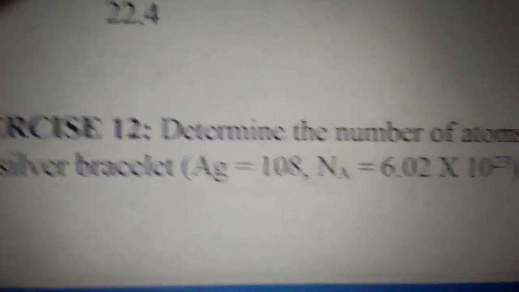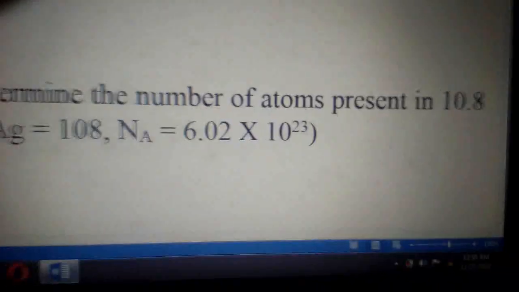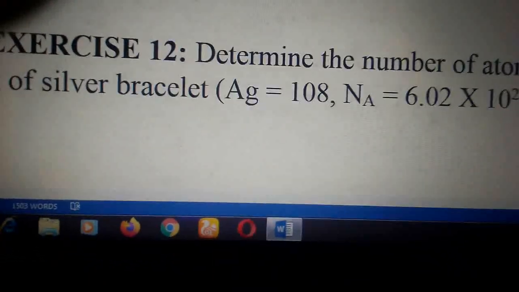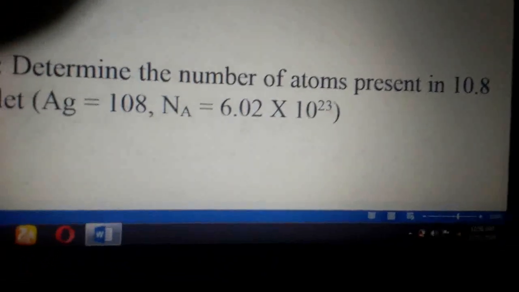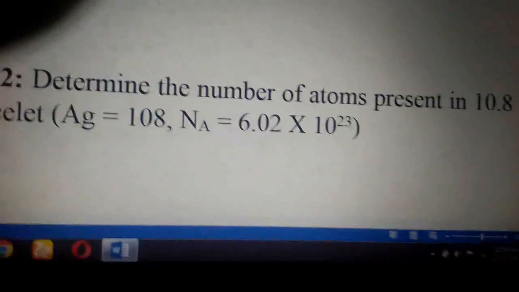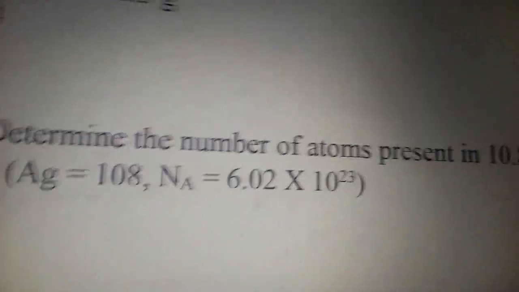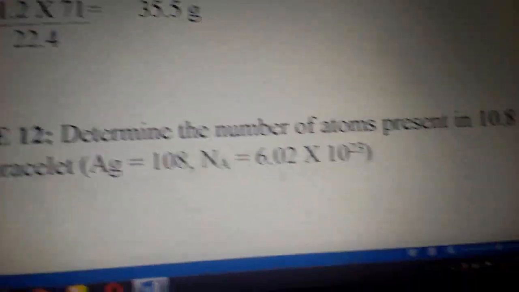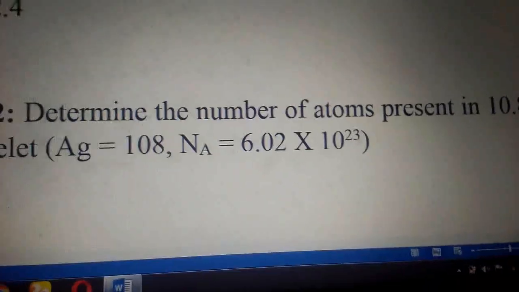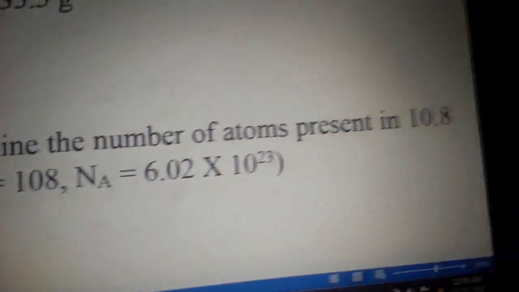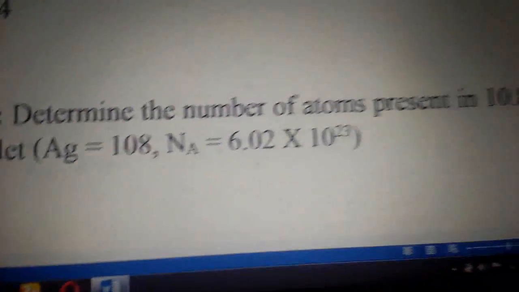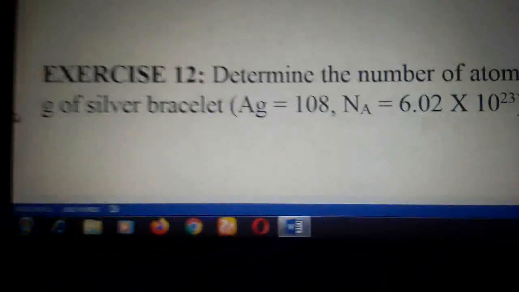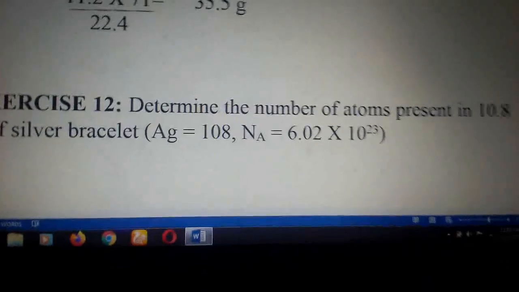Exercise 12 says: determine the number of atoms present in 10.8 grams of silver bracelet. Atomic mass of silver is 108, and Avogadro's constant is 6.02 times 10²³. In this question, we're not looking for number of moles, rather we're looking for the number of atoms. The atoms are the particles that make up a mole, as I said before. Those particles that make up the mole include atoms, molecules, or ions. Mind you that silver is a metal, so it's monatomic.